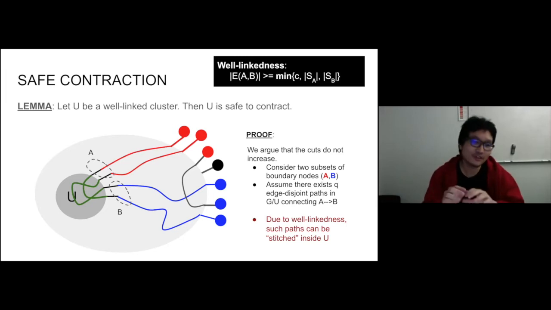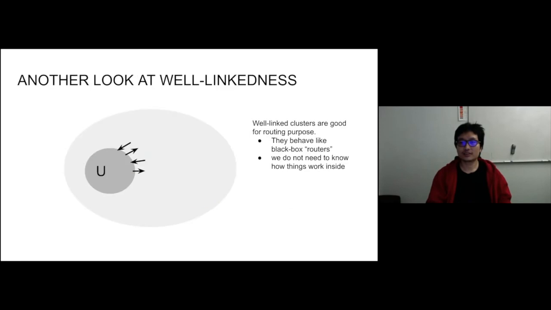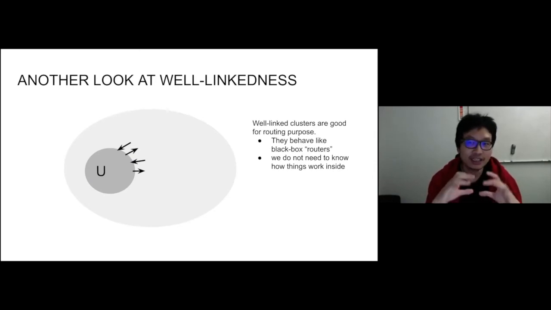So this means that whenever such disjoint paths exist in the contracted graph, they exist in the graph before contraction. So such clusters can be contracted. Okay, so in some sense, well-linkedness just means that it behaves like a well-linked cluster. It just behaves like a router.